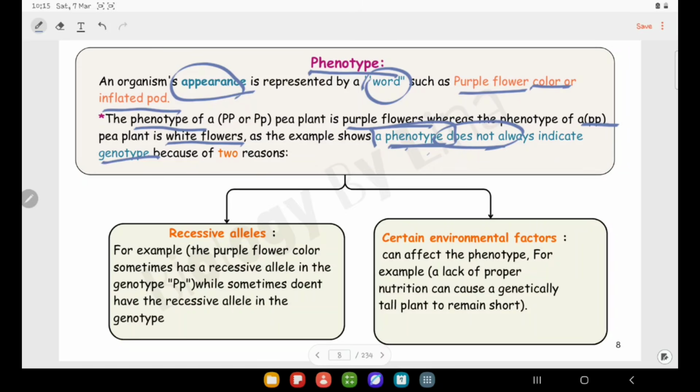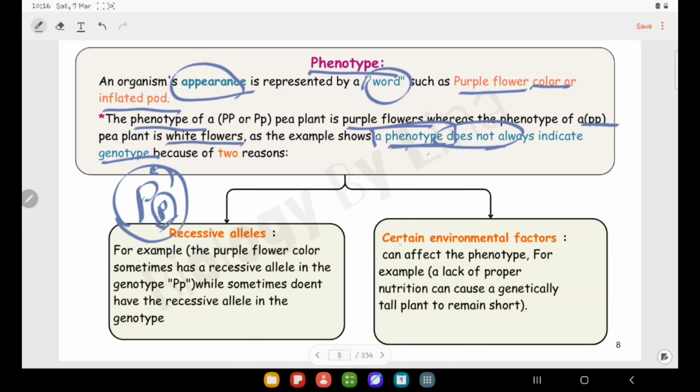Why? Because we have two reasons for that. The first reason is the recessive alleles, because if the recessive allele comes with the dominant one, at that time the dominant will cover or mask the effect of the recessive. So it will not appear as the recessive trait, instead it will appear as the dominant trait, which is purple. And that's why the phenotype does not always represent the genotype. For example, when we say capital P small p, this is recessive, but it shows the dominant trait here because of the recessive allele. When it comes with the dominant allele, the dominant will cover the effect of it.